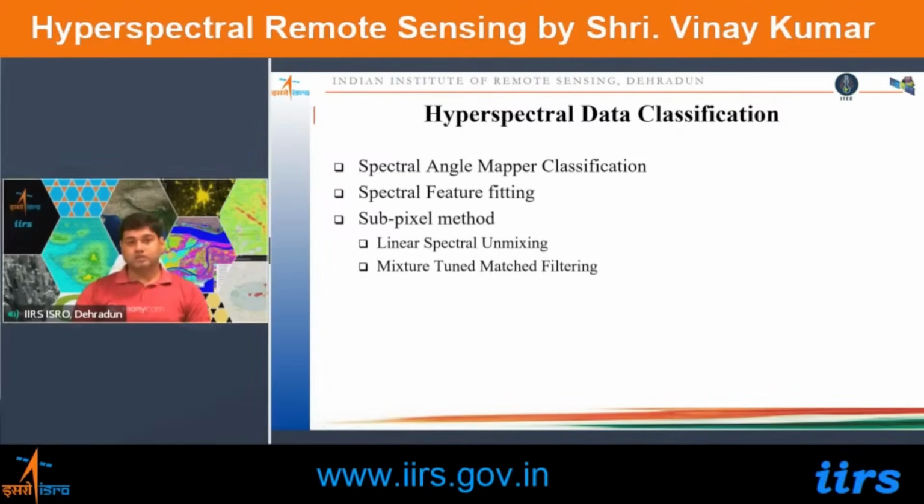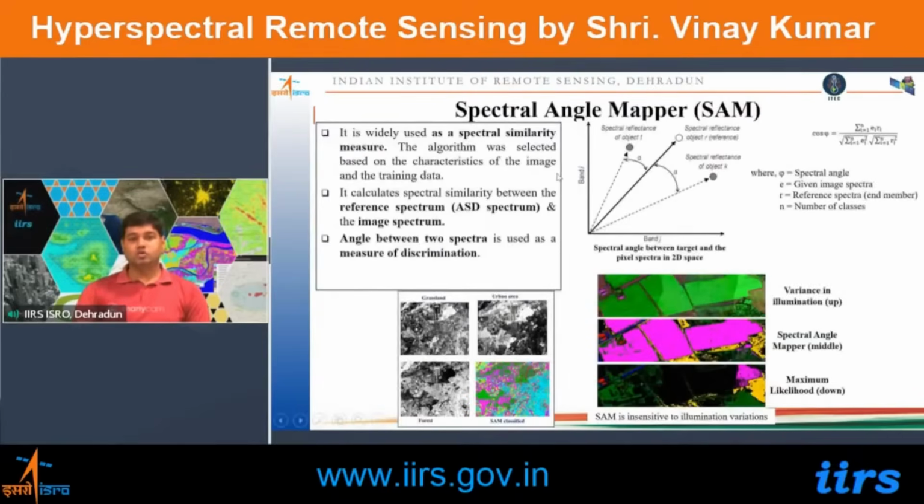Now coming to the classification of hyperspectral data. As I told, unmixing and classification. I'm going to explain a few techniques, but there are many, many techniques for classifying hyperspectral data. Spectral angle mapper, spectral feature fitting, and subpixel techniques for unmixing, that is linear spectral unmixing and mixture tuned matched filtering. So spectral angle mapper is a spectral similarity measure technique. In that, we are measuring the spectral similarity between the reference spectra and image spectra, and the angle between the two spectra is used as a measure of discrimination.